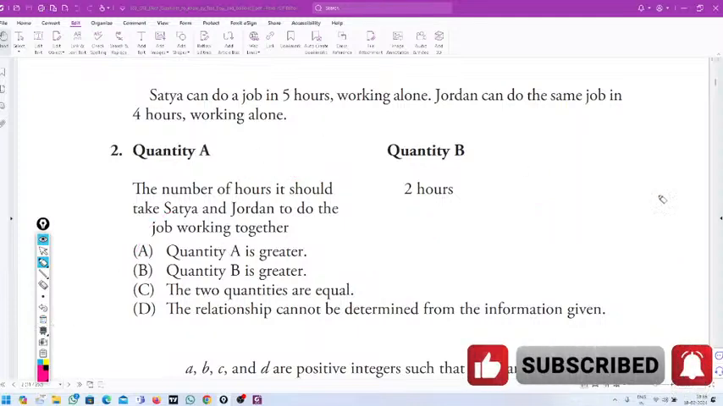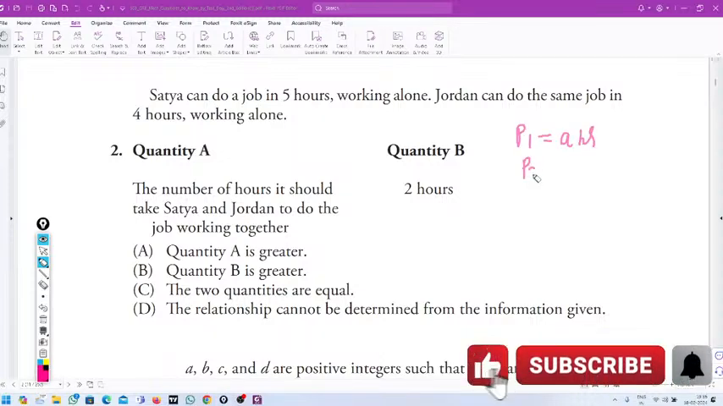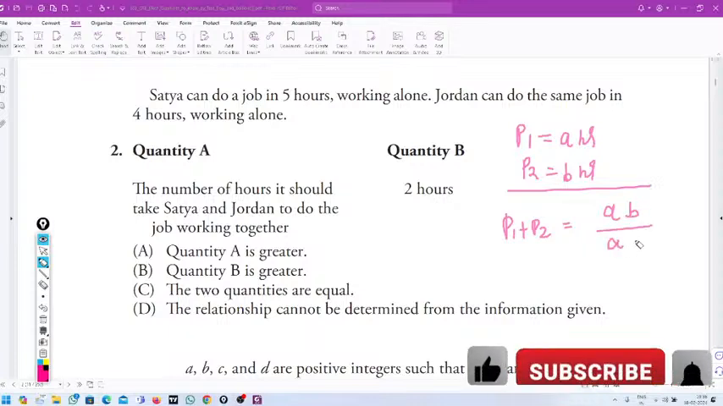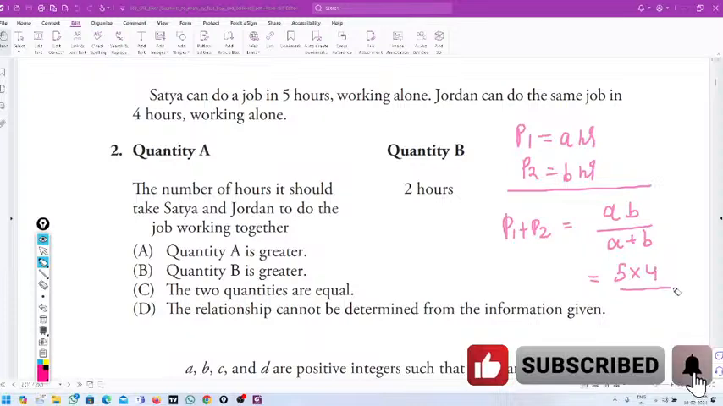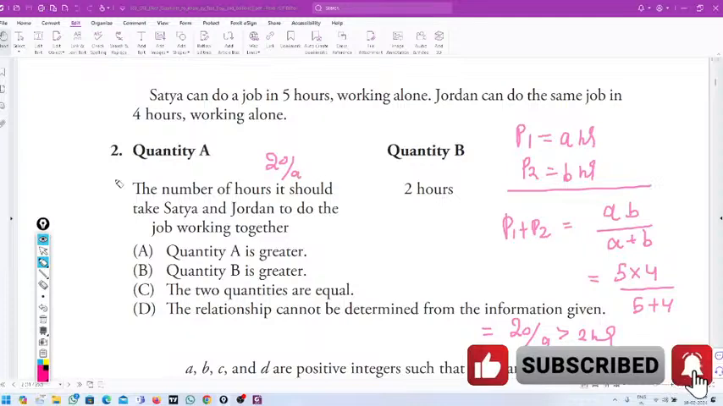Or else P1 is taking A hours, P2 is taking B hours. The formula for P1 plus P2 will take AB by A plus B. So it will be nothing but 5 into 4 by 5 plus 4, which will be 20 by 9, more than 2 hours. So 20 by 9 is definitely more than 2 hours.